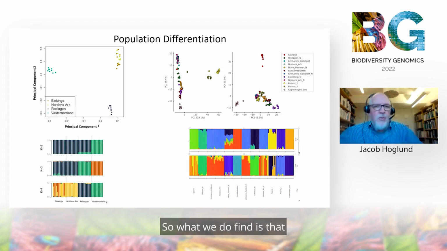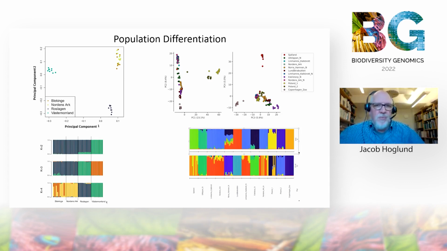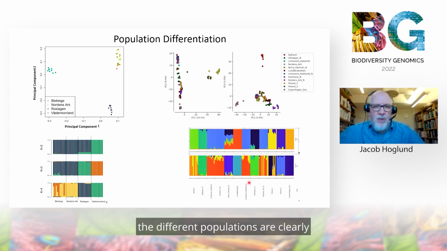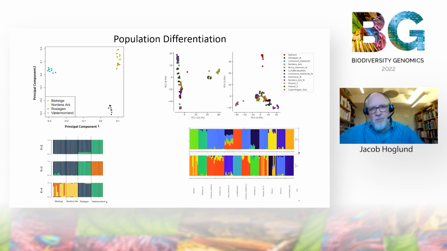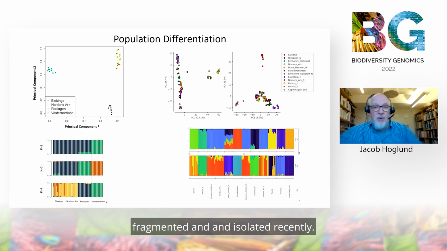So what we do find is that the different populations are clearly differentiated from one another. This is what you would expect if these populations have become fragmented and isolated recently.